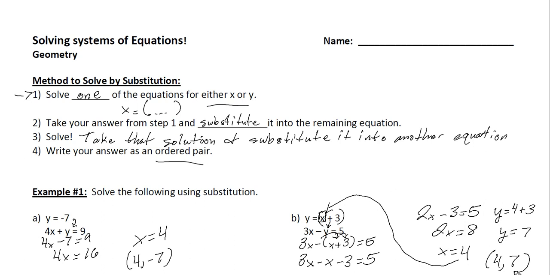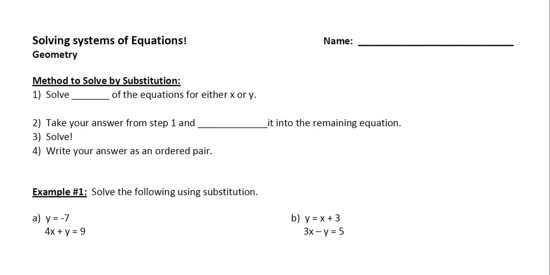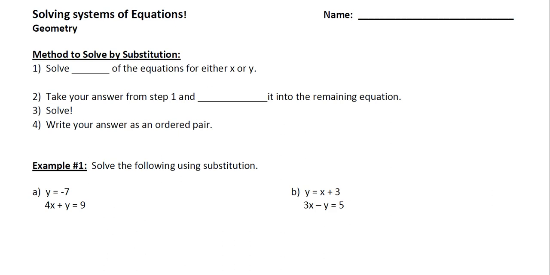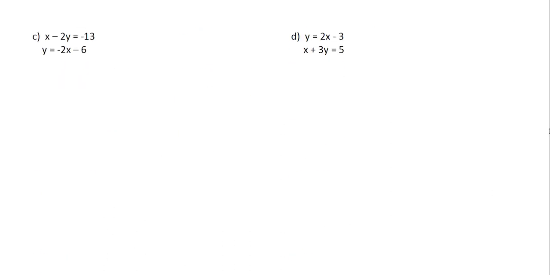All right, so those are two basic examples using substitution. One in which we already had one of the values, the other in which we already had a variable isolated on one side. All right, let's scroll down to the next two. I'm going to clear the board here. Let's go down to parts C and D. Got a little bit more writing space for these.